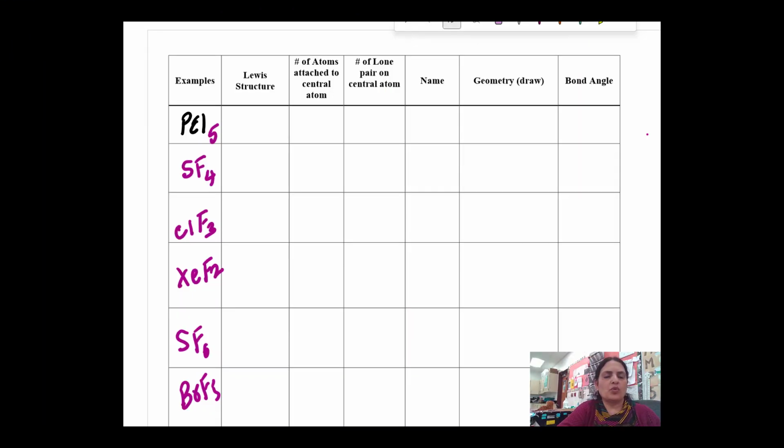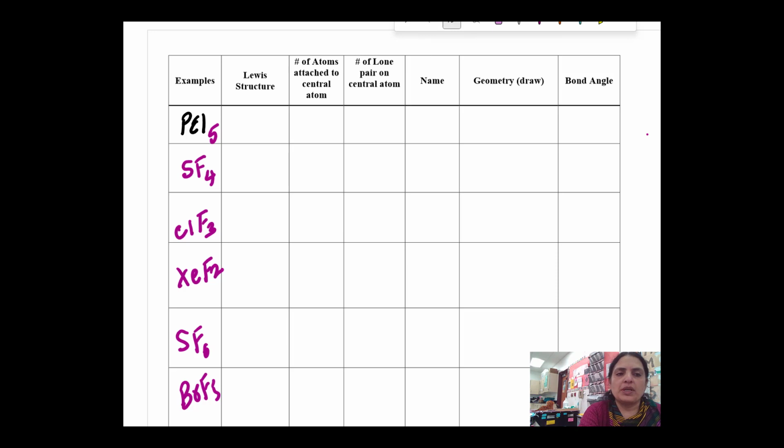Hello everyone, welcome to molecular geometry part 2, which is extended octet. In the last video you learned the 5 basic molecular geometries. We are now going to learn about extended octet geometry. That means a molecule which has a central atom with more than 8 electrons in the outermost shell. So here are some examples which we are going to go over.